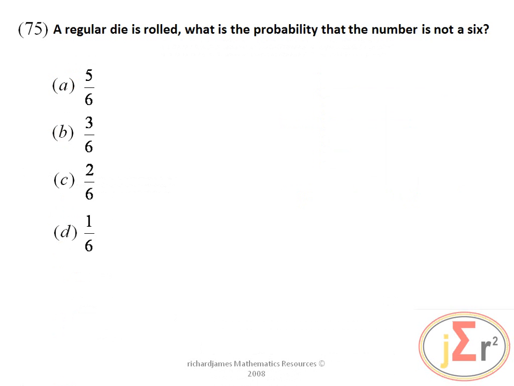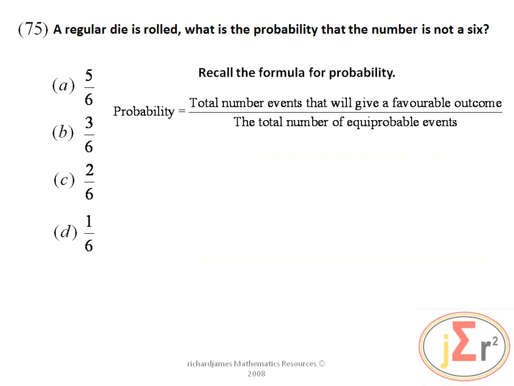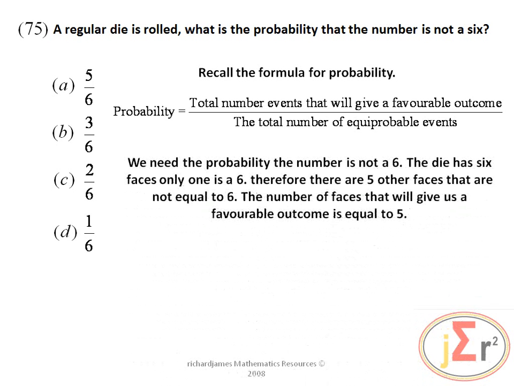A regular die is rolled. What is the probability that a number is not a 6? Probability again. Recall the formula for probability. Probability is equal to total number of events that will give a favorable outcome over the total number of equiprobable events. So we need the probability that the number is not a 6.